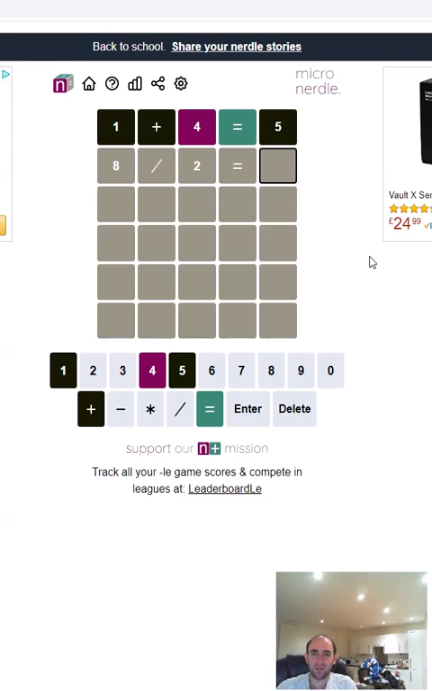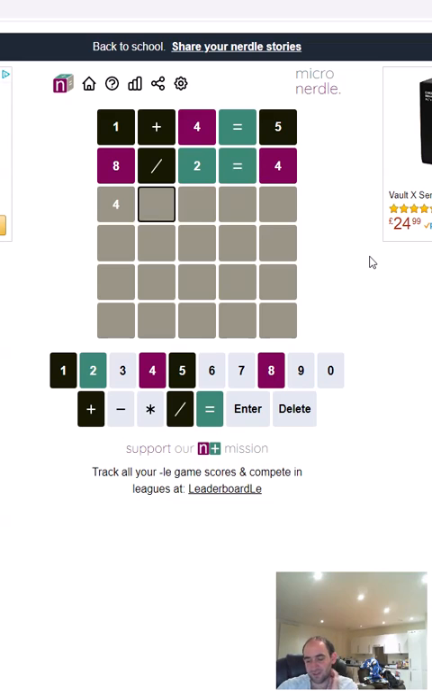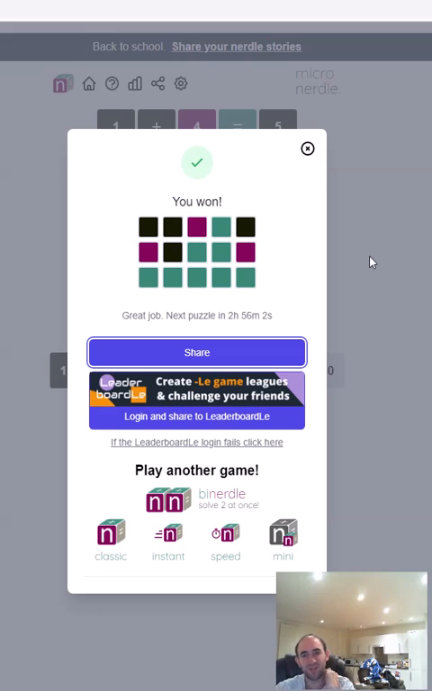Right, let's do some division then. Okay, so it's multiplication. It's the right sum, just in reverse. There we go. Surely it's only a matter of time before there's a micro by Nerdle.